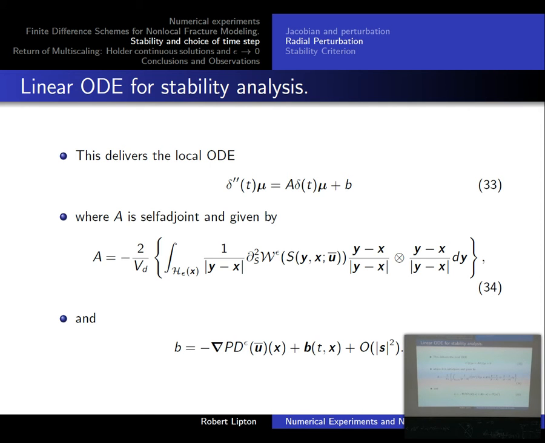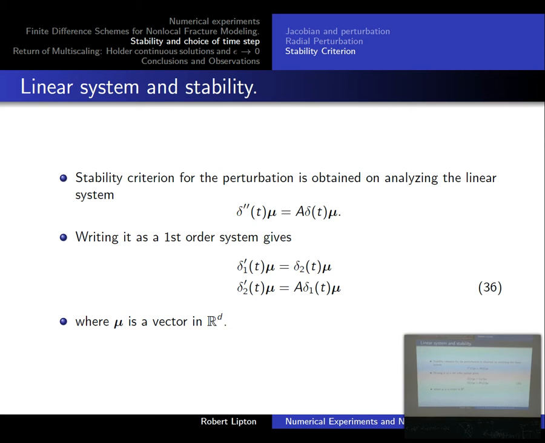So we're going to investigate the stability of forward Euler and backward Euler schemes on this linear system. This is standard stuff that we do here. The stability condition basically is obtained by analyzing, we forget the right-hand side, and we just analyze this ODE here. And we write this as a first-order system. So we replace the second derivative with just one derivative, but now a system. And this is the associated first-order system, where A acts on the displacement here, and delta 2 is the velocity, or related to the velocity. Delta 2 mu is the velocity.